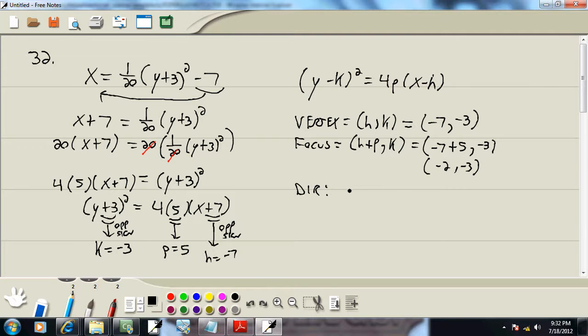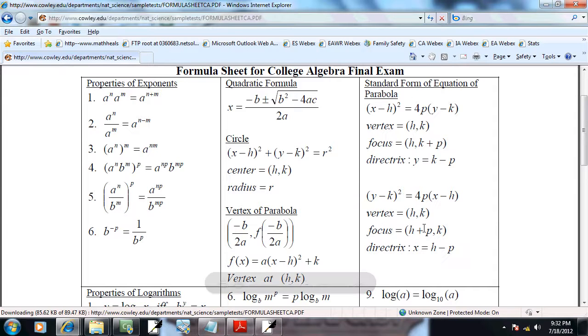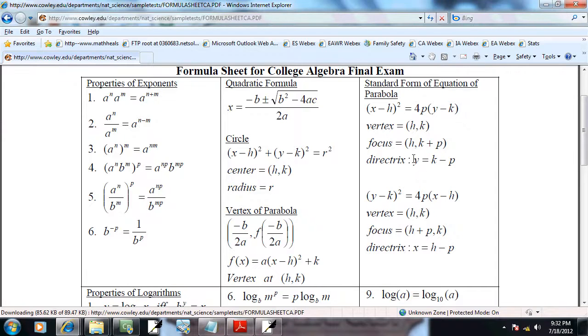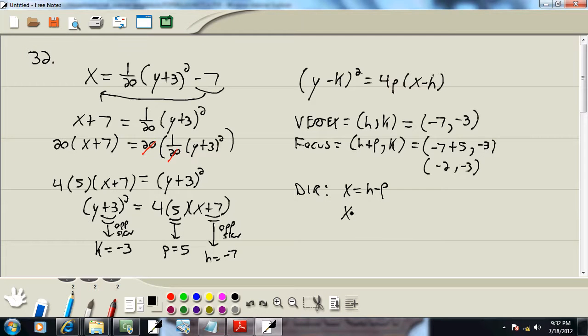And our directrix is x equals h minus p. Now you'll be provided these on a final exam, so that's why I'm currently referring to them here. So you don't have to have these memorized. You just need to know specifically which one to use. Well, what did we say h was? Negative 7 minus, and p was 5. So we get x is equal to negative 12.